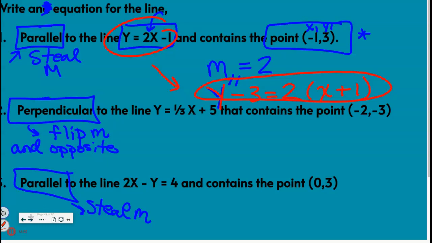And then what is it? X plus 1. This one's perfect.